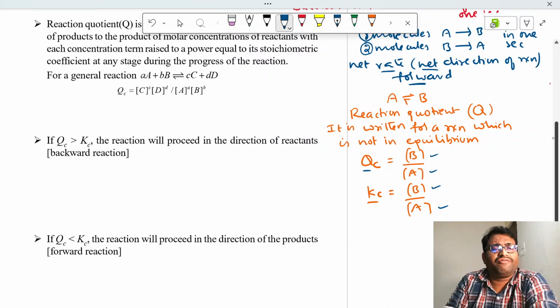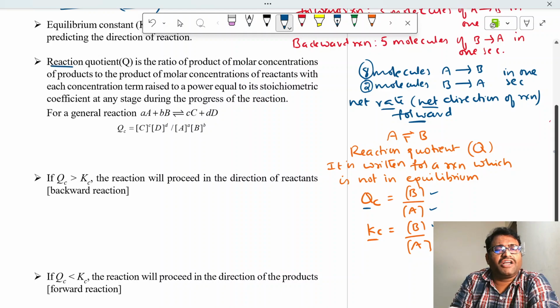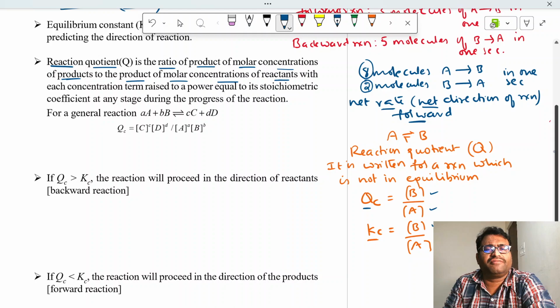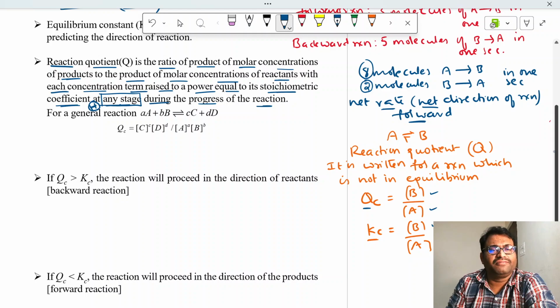You see, what is reaction quotient? Reaction quotient is the ratio of the molar concentration of the products to the product of the molar concentration of reactants. A similar definition to that of Kc, but with each concentration term raised to the power equal to the stoichiometric coefficient at any stage. This point is important: at any stage during the process of reaction.